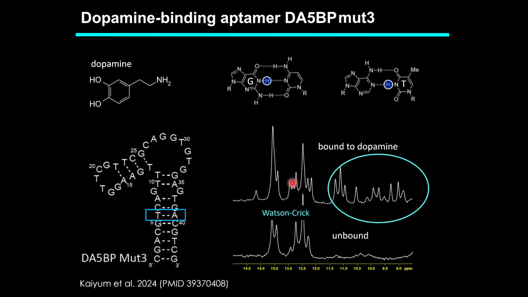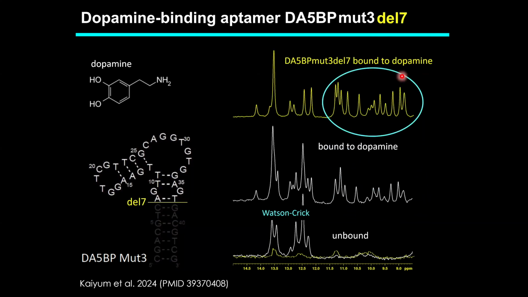And when you add the dopamine, you see the appearance of lots of new peaks, which when you heard from Philip, you'll know now means that there's some structuring, because we start to see a lot of the hydrogens that you can only see when something's in a base pair conformation.